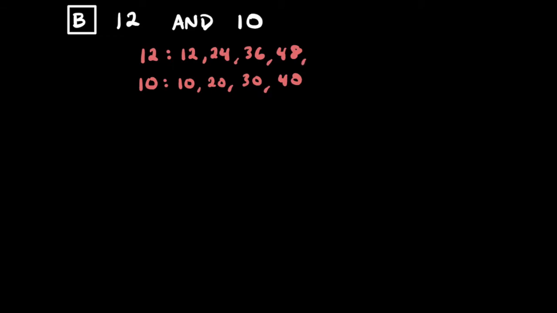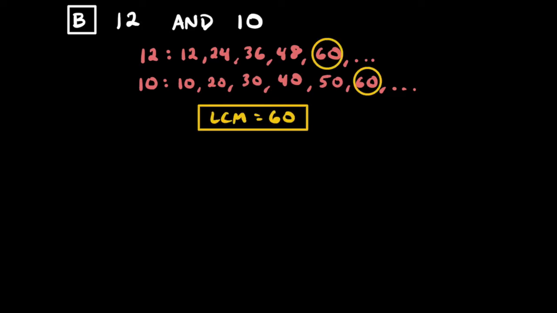The next multiple after 48 is going to be 60. 60 is definitely a multiple of 10, so we know we can stop here. After 40 we have 50, and after 50 we're going to have 60. While these multiples go on forever, we don't need to keep listing them because we found our least common multiple. The LCM for 12 and 10 is going to be 60. The next 3 times that 12 and 10 are going to meet are going to be at 120, 180, and 240. Now that we've completed a couple examples together, I'd like you to try a couple on your own.